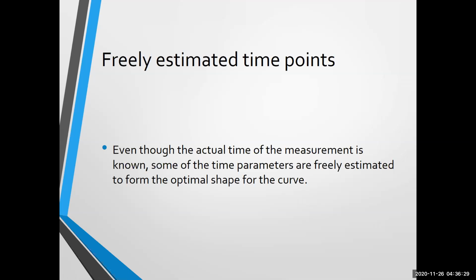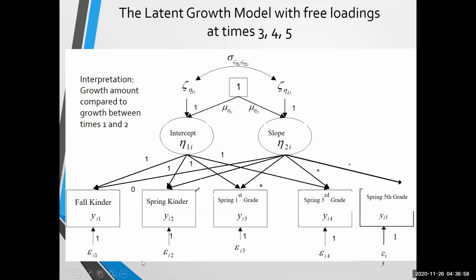Now, we can also have freely estimated time points. This is when you don't know what the trajectory is for the data, and you estimate some of the factor loadings of the slope to detect from the data what the growth trajectory is. Now this cannot be done with 3 time points because the model is not identified, but with 4 or more time points you can do it. So this is an example here with 5 time points.